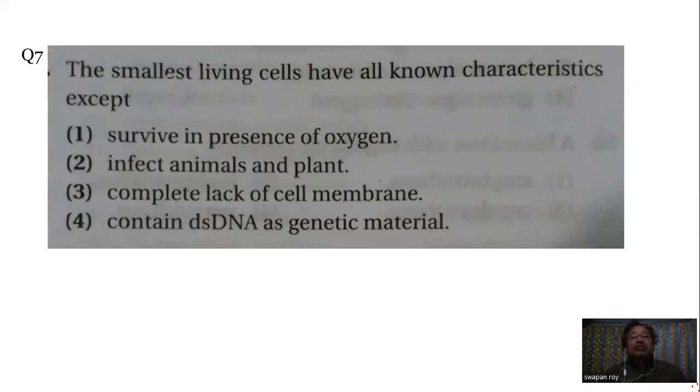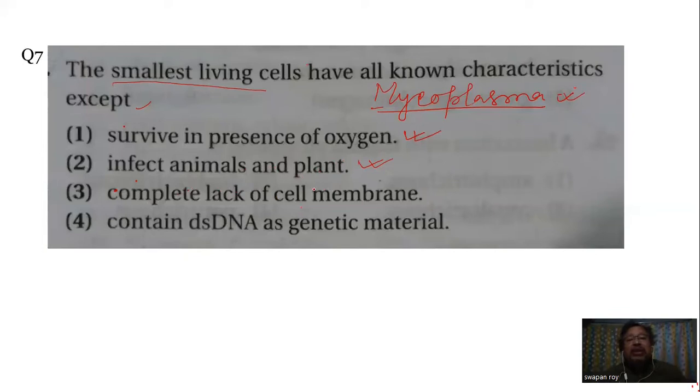Question number 7. The smallest living cells have all known characteristics except one, and four options have been given here. The smallest living organism is mycoplasma. This is a unicellular organism and it is the smallest, smaller than bacteria. Option 1, survive in presence of oxygen. They are aerobic organisms, but they can also survive in the absence of oxygen. Option 2, infect animals and plants. It causes disease mainly in animals and plants. It causes disease related to the lungs.